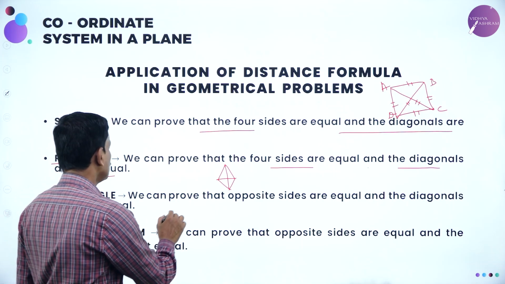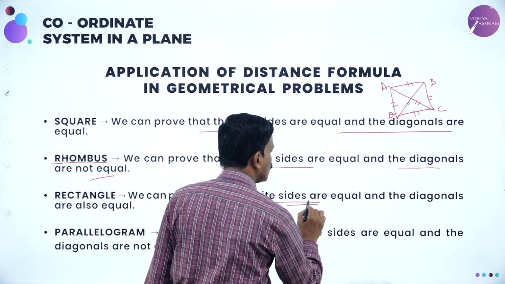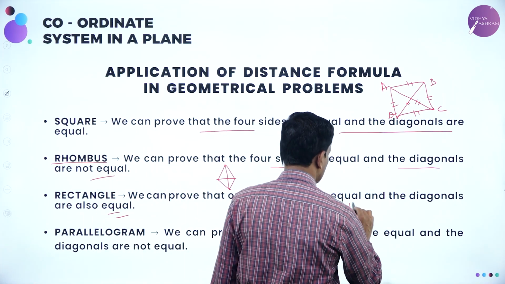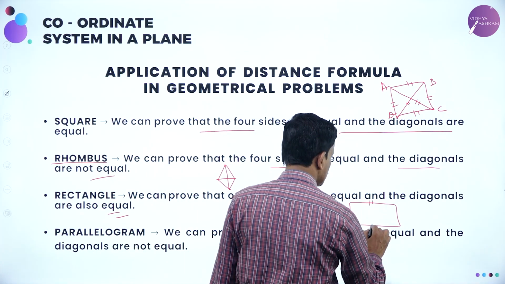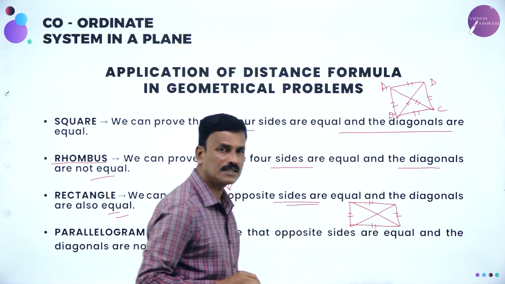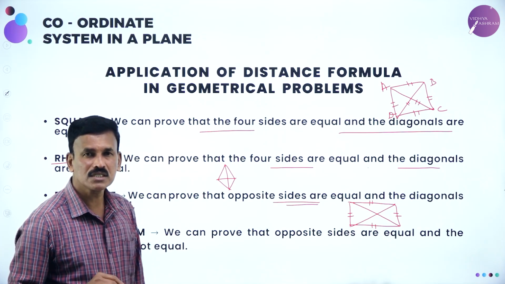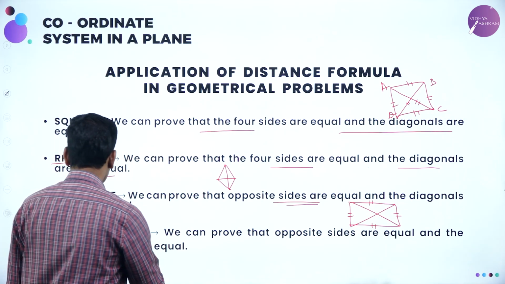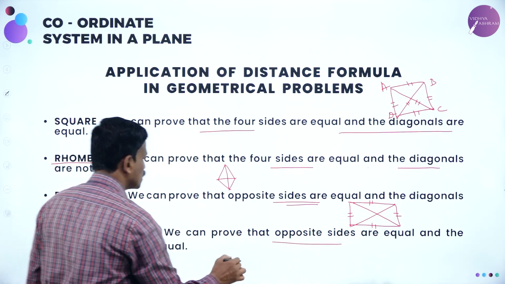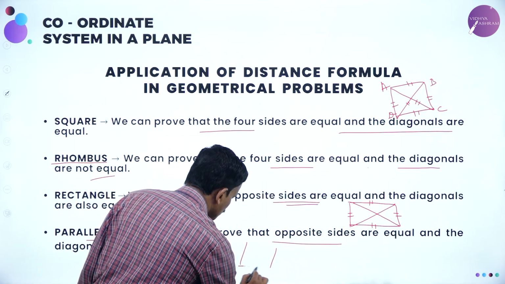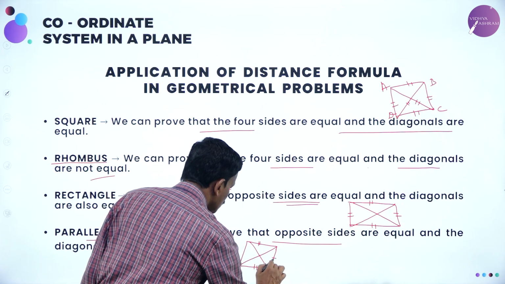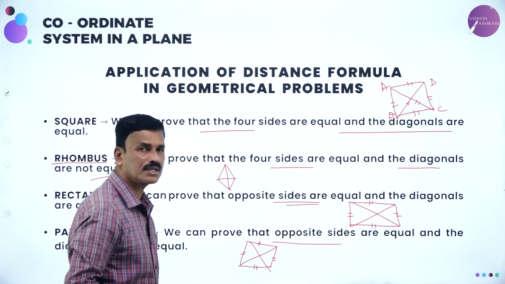For a rectangle, we can prove that opposite sides are equal and the diagonals are also equal. This is a rectangle. Opposite sides are equal as well as the diagonals. Whereas for a parallelogram, we can prove that opposite sides are equal and the diagonals are not equal. This is a parallelogram. In case of a parallelogram, opposite sides are equal but diagonals are not equal.